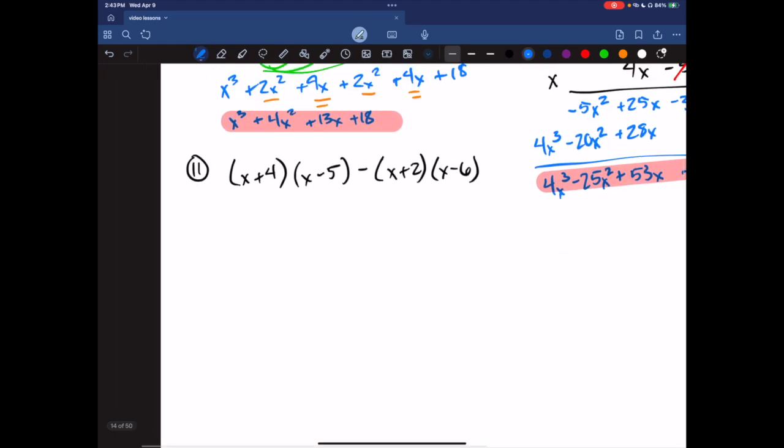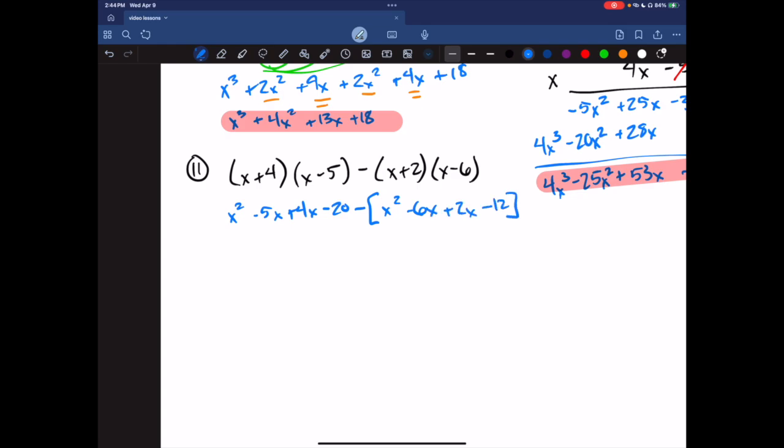Now, on 11, PEMDAS says I have to multiply and divide before I add and subtract. So I need to multiply everything first. So let's do this. We got x times x is x squared. We have x times negative 5, that's negative 5x. It's going to be 4x. That's going to be negative 20 minus, and then I'm going to open parentheses or a bracket here, some kind of grouping symbol, because once I'm done multiplying, I have to distribute that negative. Okay, so that's going to be x times x is x squared. x times negative 6 is negative 6x. It's going to be 2x. That's going to be negative 12.